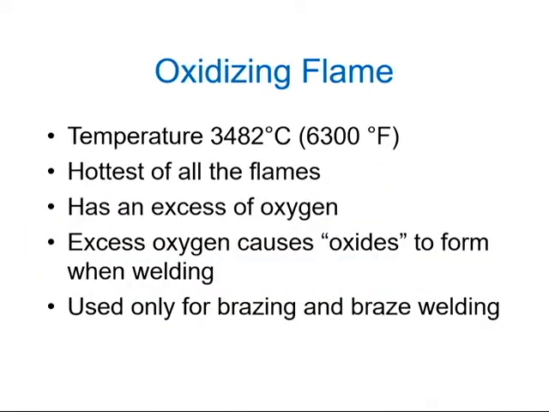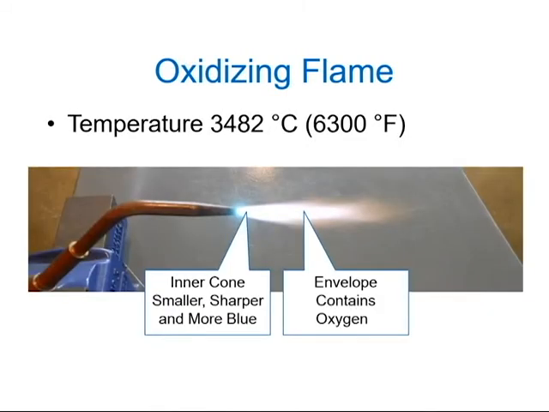Lastly, oxidizing flame. Oxidizing flame also runs at a steady temperature, but hotter. Lots of people will try to get to neutral flame, but accidentally get to oxidizing flame. Two main things you need to remember. First, inner cone size. If you see the inner cone size getting smaller, stop and go back a little bit. Second is the sound. If you hear air rushing sounds, then you've gone too far. It's a bit hard to see in the picture, but the inner cone will be smaller, sharper, and more blue.